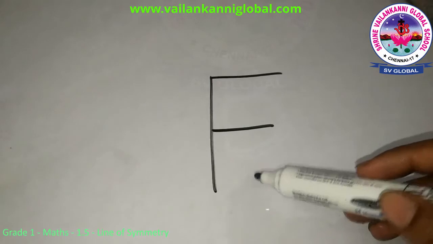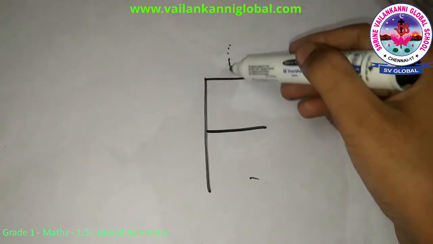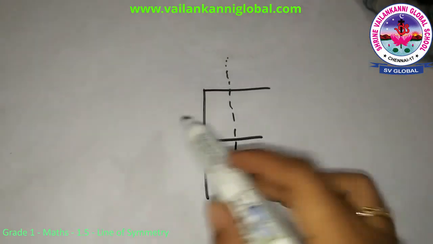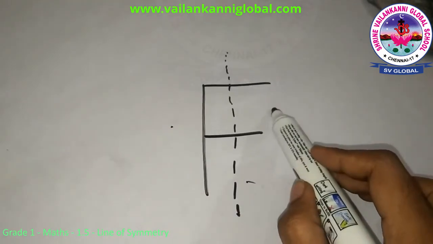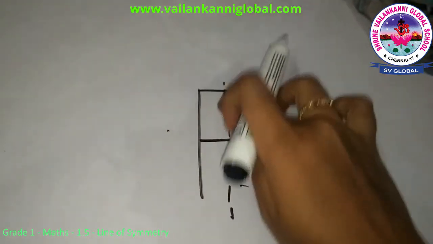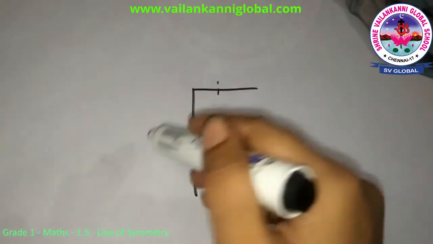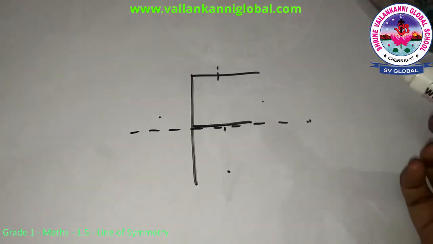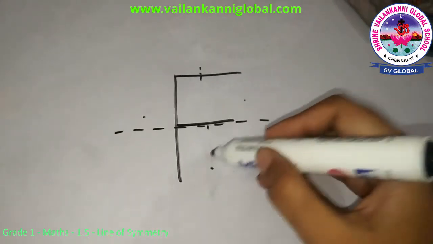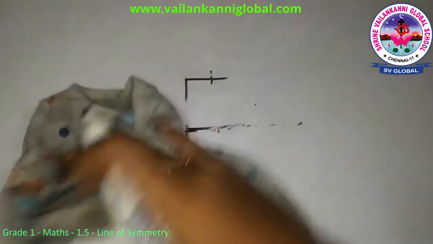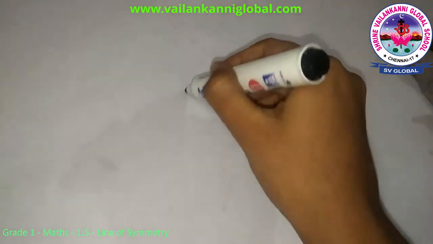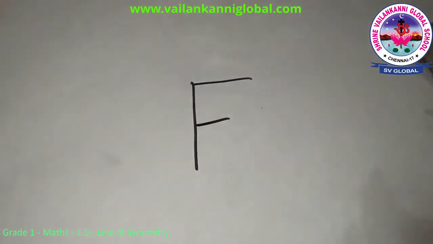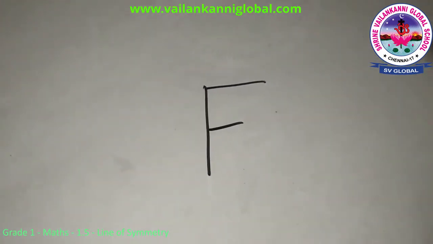So this is letter F. I am going to check for vertical symmetry. If you can see, this side and this side are not the same. Okay, fine. So now I am going to check this side. Again, this side and this side are not the same. That means F does not have any line of symmetry. So we cannot cut F. F does not have any line of symmetry.